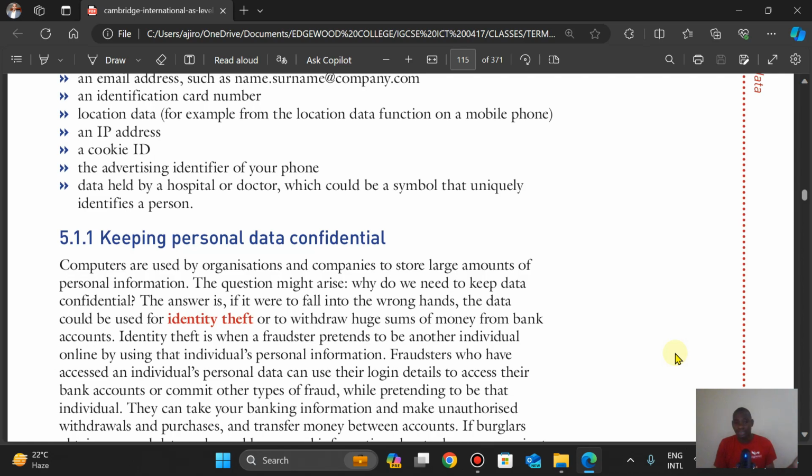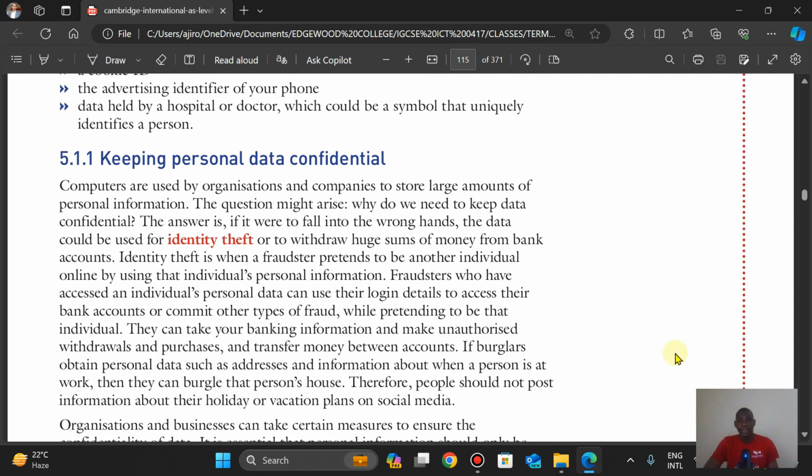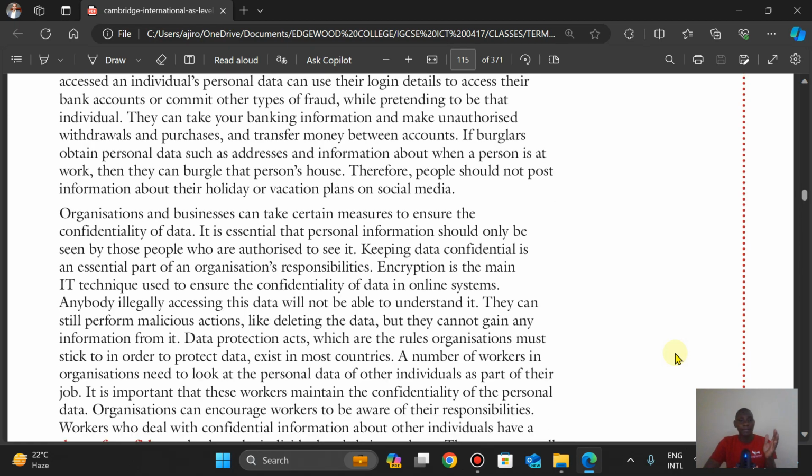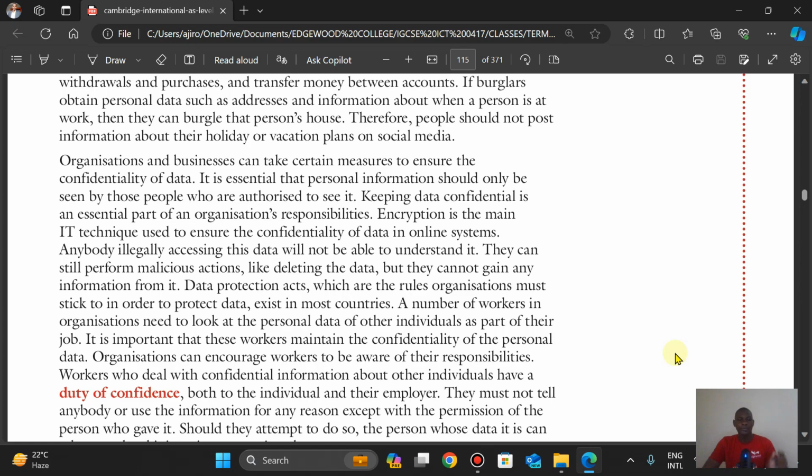So they can make large withdrawals from your account, transfer between accounts, and the bank is thinking maybe it's you. So you have to be careful. Now, if a burglar obtains personal data such as your address and information about when a person is at work, what can they do? They can burgle the person's house. They can come to steal because they've obtained information about the person. So this is why organizations and businesses take certain measures to ensure that the data are strictly confidential.